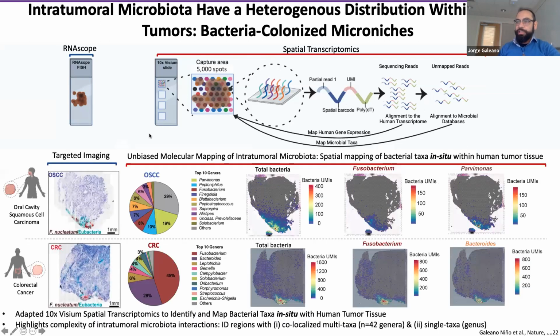This is just one example, 2 examples of what this technique can do. At the top, you can see head and neck cancer, and at the bottom, you can see a colorectal cancer sample. By sequencing the bacterial reads, we can taxonomically resolve all the bacteria species that are contained in these 2 samples. And you can actually visualize where the bacterial transcripts are distributed along the tumor tissue, and you can also map individual bacteria species, like Fusobacterium and Parvimonas in this case.